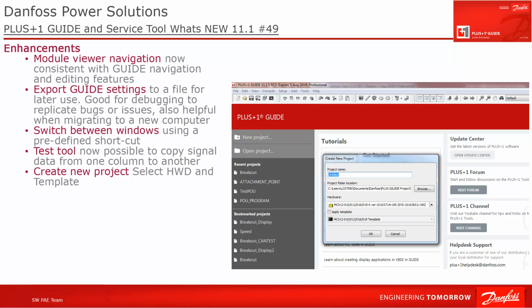This dialog and the process to create a new project has been modified and provides the possibility to not only name the project and location in the first dialog, as you should remember, but also select the HWD, so the hardware description file, and the template as well. So the dialog to create a new project combines all 3 steps in one to speed up the development.